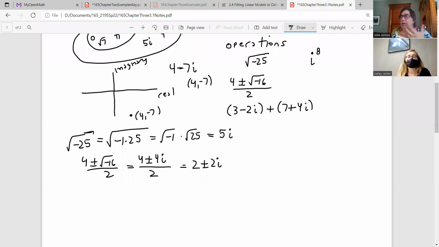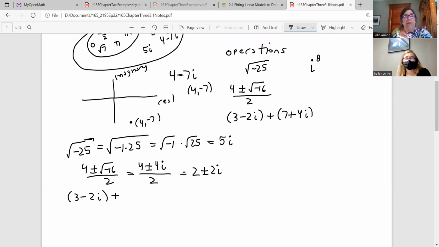Adding and subtracting are defined exactly as you would expect. I'm going to add the real parts, and I'm going to add the imaginary parts because those are like terms. 3 plus 7 is 10. Negative 2i plus 4i is 2i. And we always try to write our answers in what's called standard form, so real number plus imaginary number. Subtraction would work the same way.